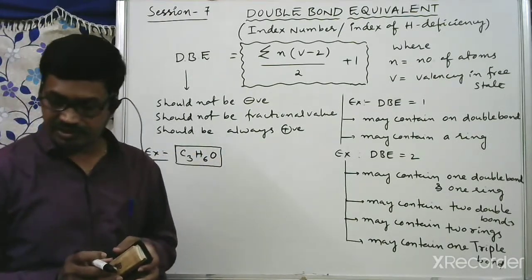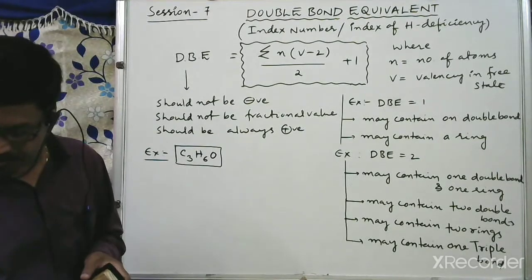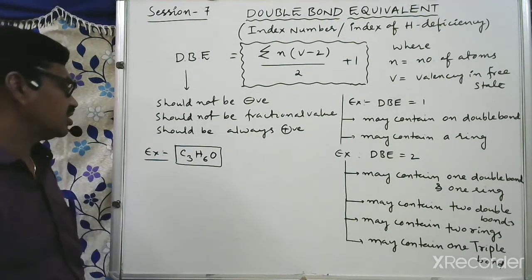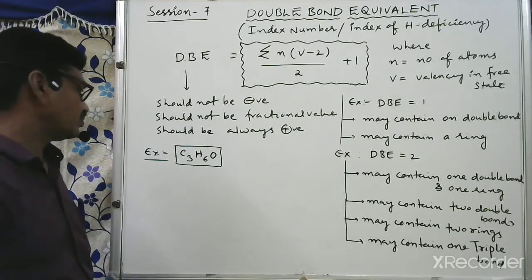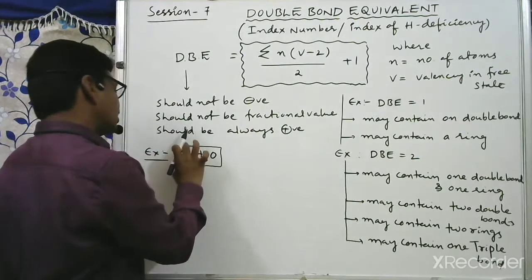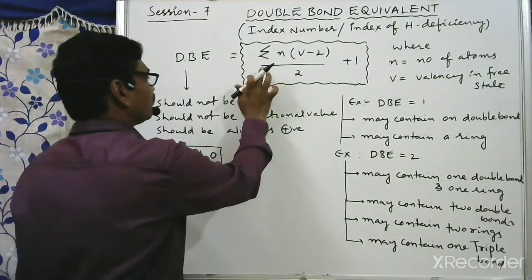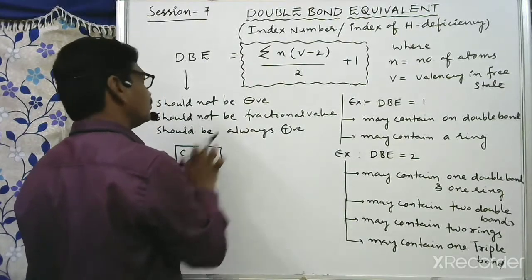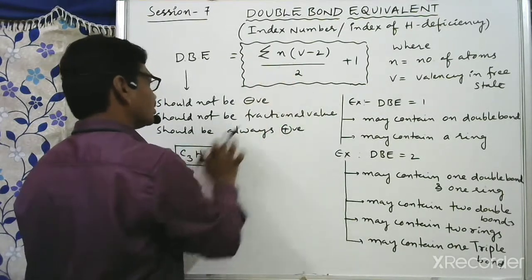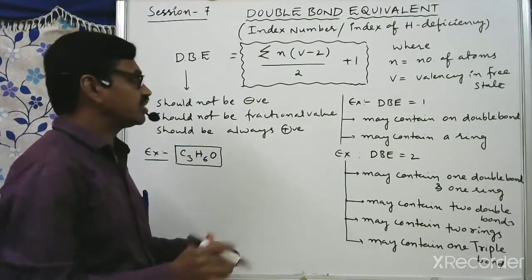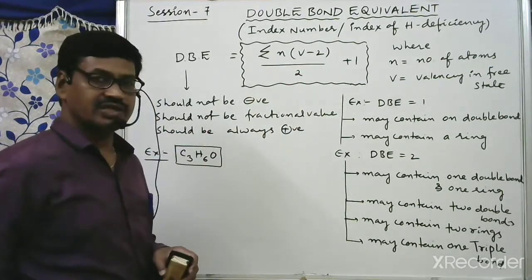C3H6O. First of all, what is the double bond equivalent for this? First, you have to find C3H6O. How to find? For carbon we have to find this value, then for hydrogen we have to find this value, and for oxygen also we have to find this value. After adding all these things, we can add 1 also, plus 1.